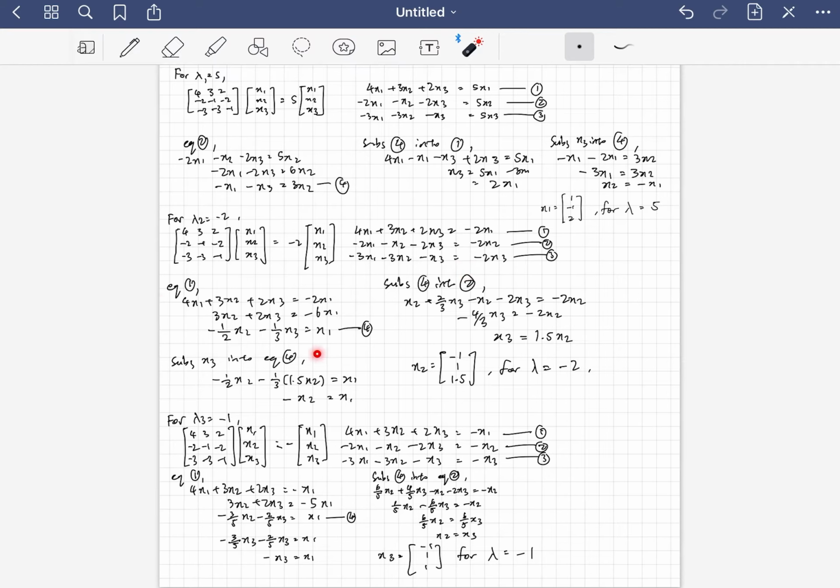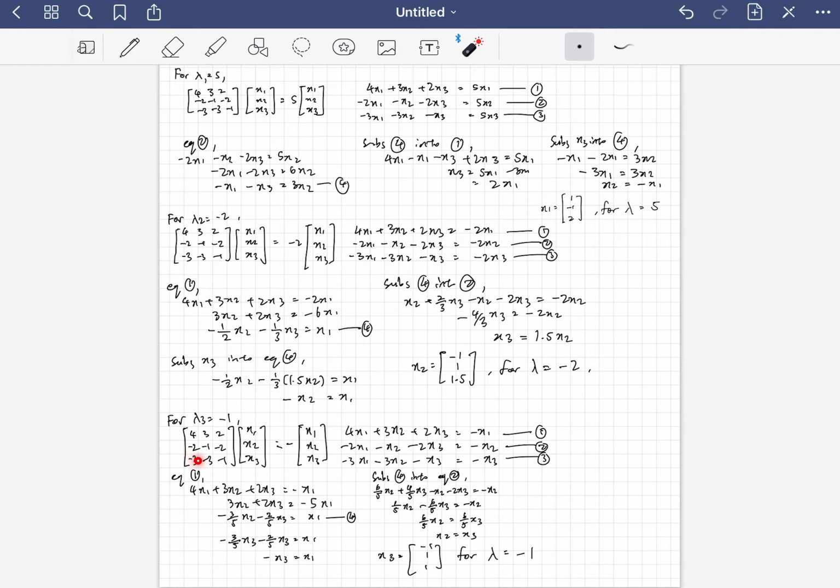From equation 1, I rewrite the equation and get equation number 4, which is negative 1 over 2 x2 minus 1 over 3 x3 equals x1. Then I substitute equation 4 into equation number 2 and get the final answer x3 equals 1.5 x2. Next, I substitute the x3 answer into equation number 4 and get x1 equals negative x2. So the eigenvector x2 is negative 1, 1, and 1.5 for lambda equals negative 2. The last is lambda equals negative 1.